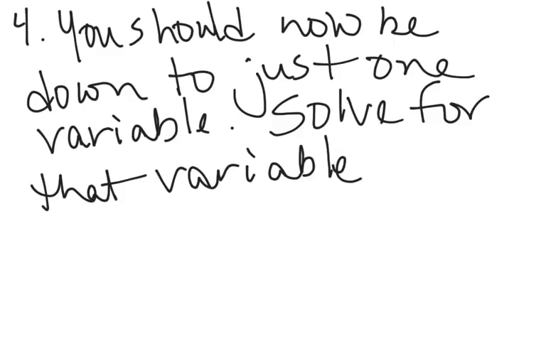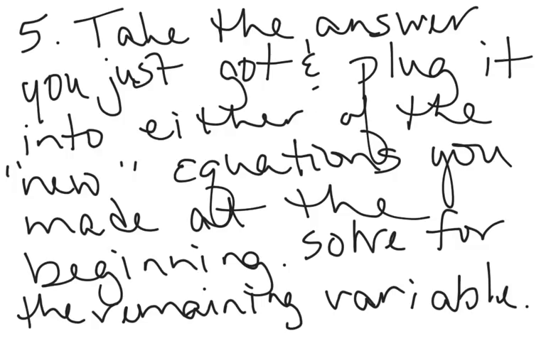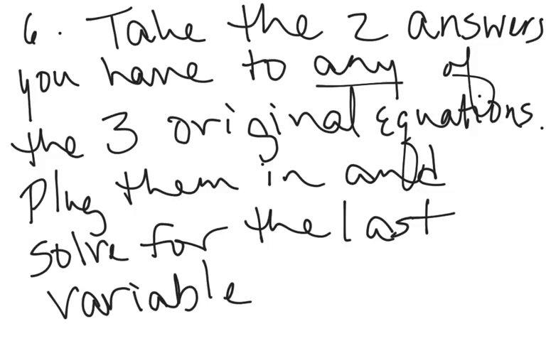Okay, you're still in box 2. Take that equation, solve for that variable. Take that answer you just got. Okay, you're now in box, I think 3, over on the left. You're going to take the answer you just got in box 2, plug it into either of those new equations you got in box 1A or 1B. That will give you an equation with one variable. Solve for that variable. You'll now have 2 of your 3 answers.